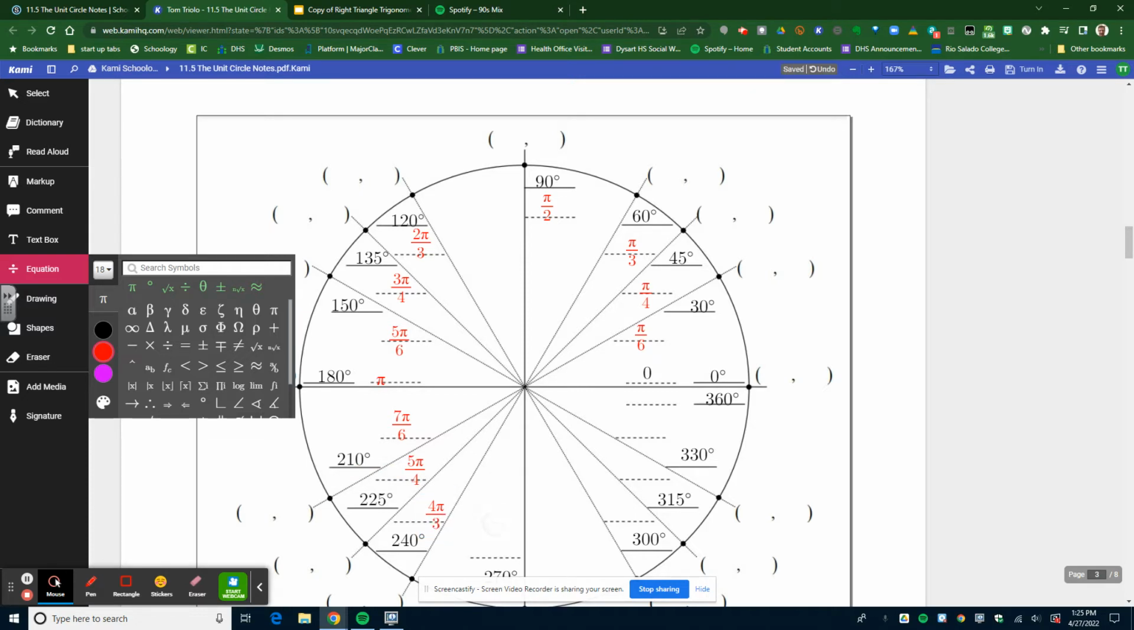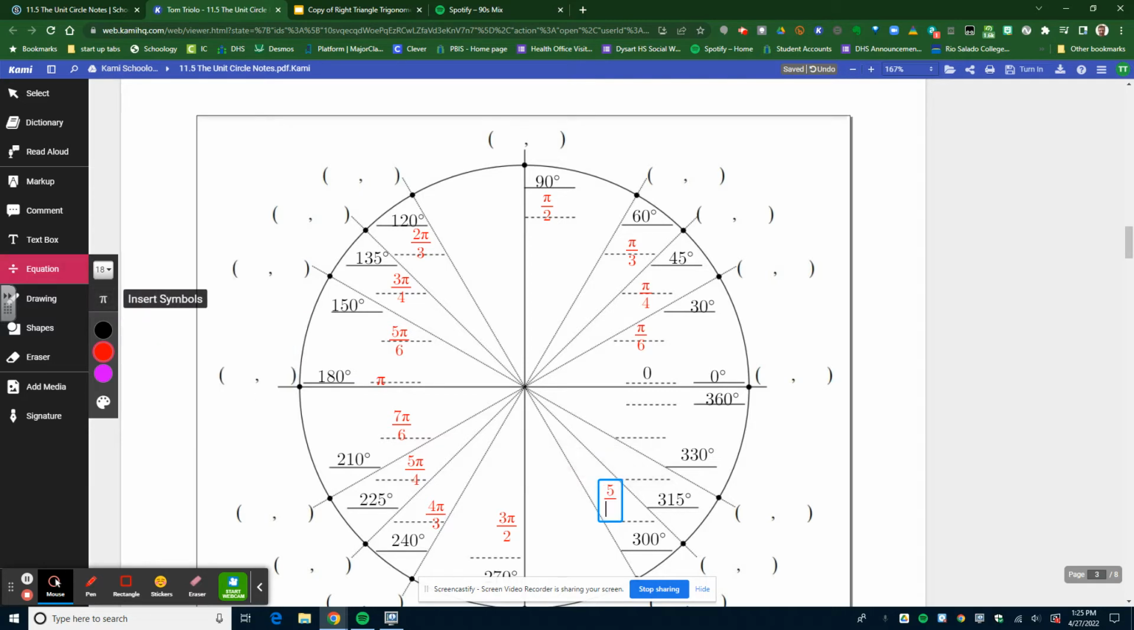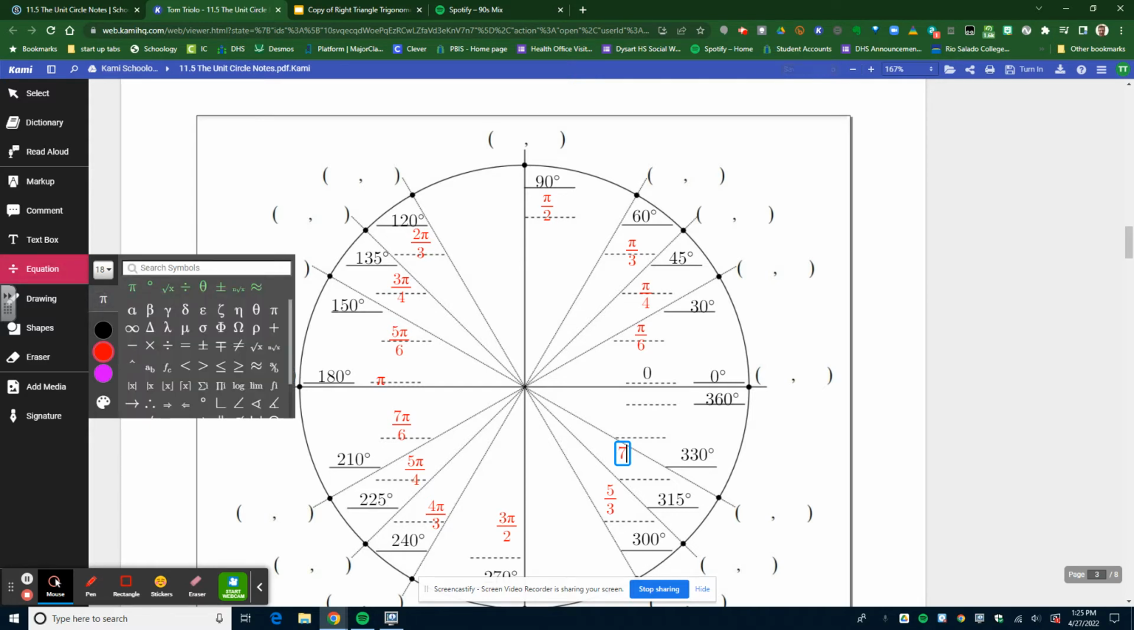If I got 1 pi over 2, pi is 2 pi over 2, so 270 is 3 pi over 2. 3 pi over 2. You got this. And keep working away around. So 300 degrees. 5 pi over 3. And then this is 5 pi over 4. This is 6 pi over 4. So that is 7 pi over 4. Pi divided by 4. And then last but not least, in the fourth quadrant, we got 11 pi over 6.